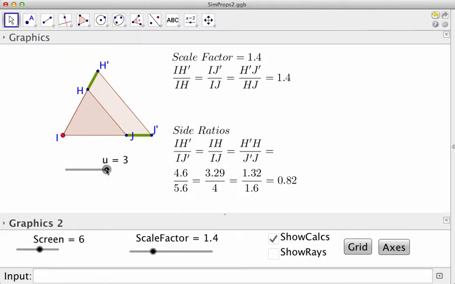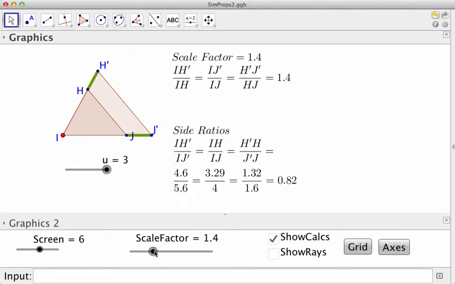And that makes sense because basically what we're saying is that IH prime is the length of a side on the dilated triangle, whereas IH is the corresponding side on the original triangle. But we also can look at these side ratios. The ratio of IH prime to IJ prime is the same as the ratio of IH to IJ, which is the same as the ratio of HH prime to JJ prime.